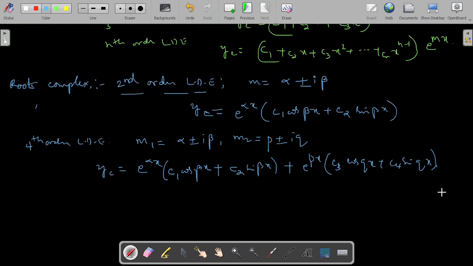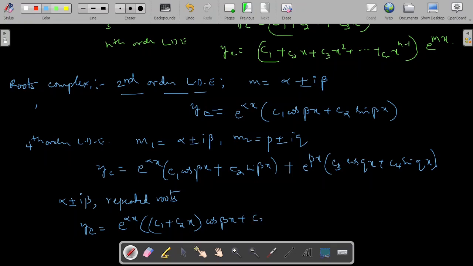Now if you have complex repeated roots, suppose you have alpha plus or minus i beta repeated twice, if you consider it as 2 times repeated, then in that case the complementary function is written as e to the power alpha x, then (c1 plus c2x) into cos beta x plus (c3 plus c4x) into sin beta x.